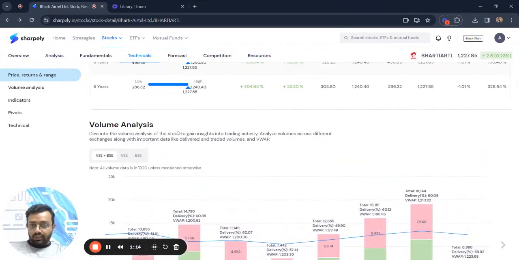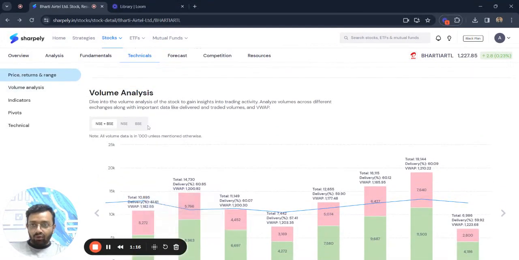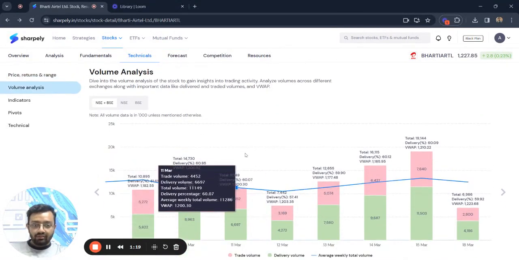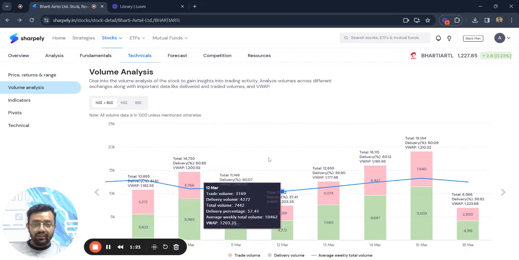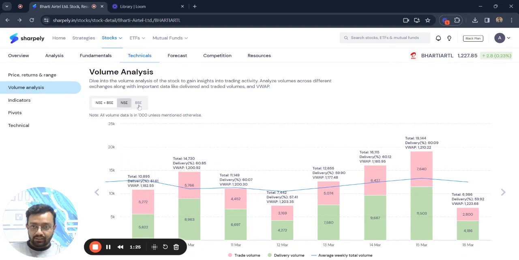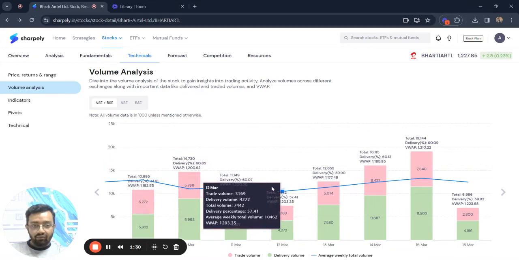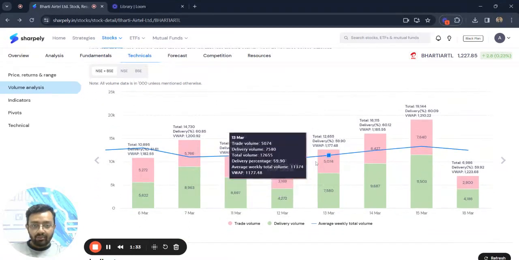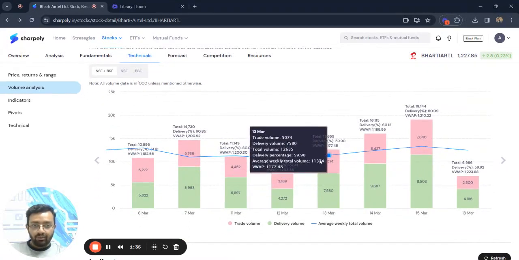And now let's move to the next section. It is about volume analysis. So in volume analysis, we provide very useful data points about the volume. We provide both NSE and BSE volume, and you can also see the combined volume as well. And for each day, here you will be able to find trade volume, delivery volume, total volume, that is the sum of both. Then what is the delivery percentage and what is the average weekly total volume, and you will also find the VWAP, that is volume weighted average price.